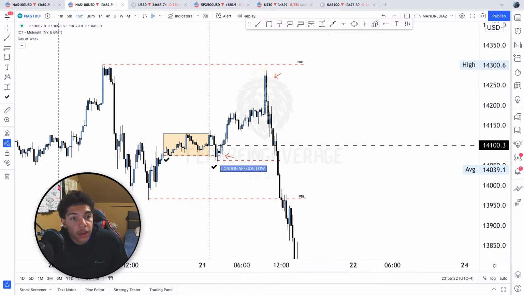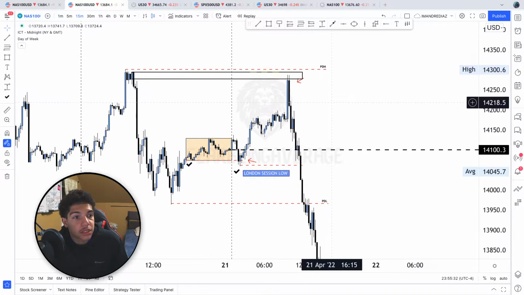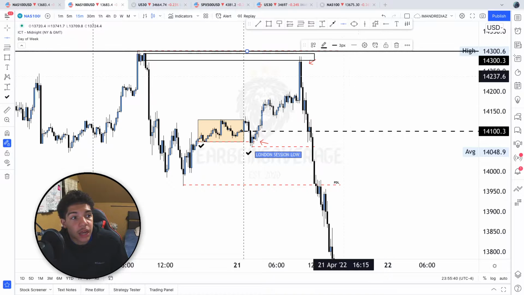We have the high of the day that we got at 9:30. After what? Price tapped into this 15-minute bearish order block right in here. Boom. Tapped into that 15-minute bearish order block at 9:30. And also, we didn't tap into the 14,300 level, but that is right at this high right up here.